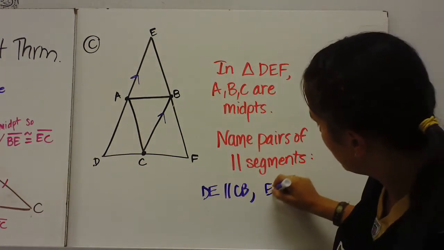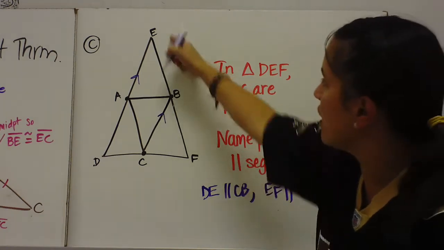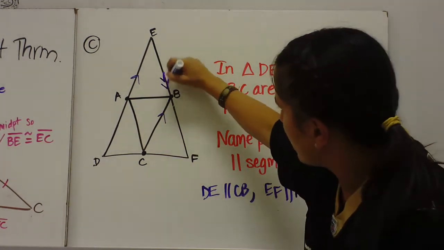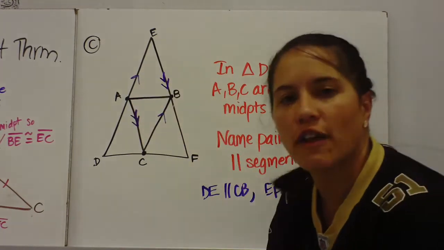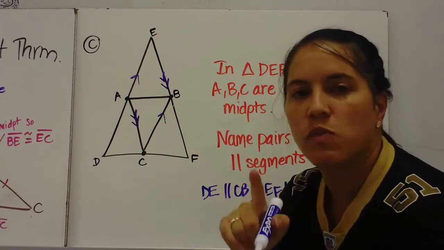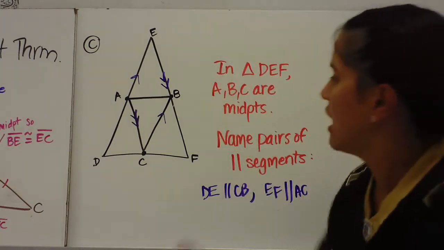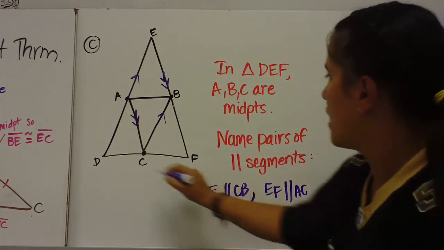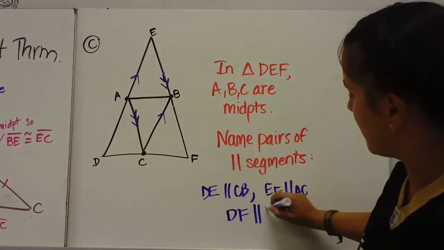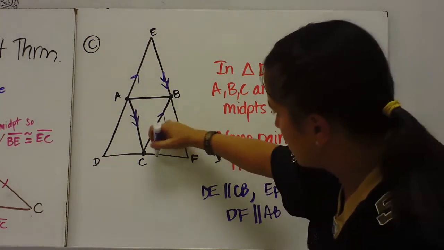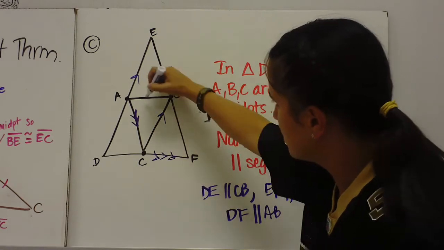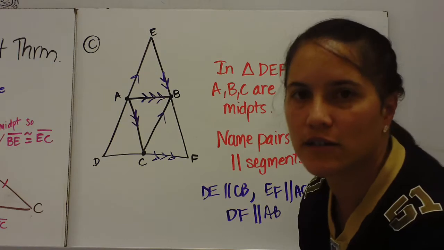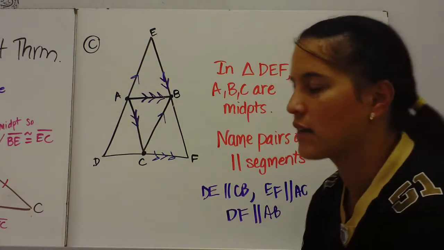EF is parallel to AC, so you would do 2 arrows to show that they are parallel. And there's one more pair of parallel segments, and that would be DF is parallel to AB. So you could do 3 arrows to show the parallel segments. 3 pairs of parallel segments.